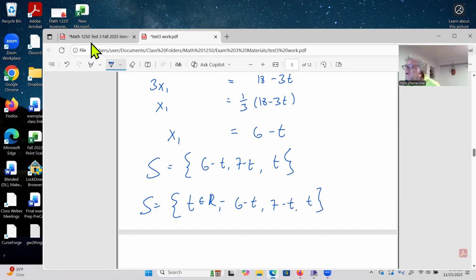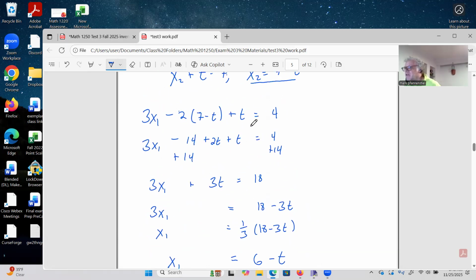Okay, regardless of what I pick for t, we could generate an infinite number of solutions, but they all have to look like this. So if I pick t is equal to 0, then 6, 7, 0 would be an answer. Okay. And if I pick t is equal to 1, we'd have 5, 6, 1. T is equal to -1, we'd have 7, 8, -1. So whatever you pick for t is going to be fine. You can test that out and plug those in.